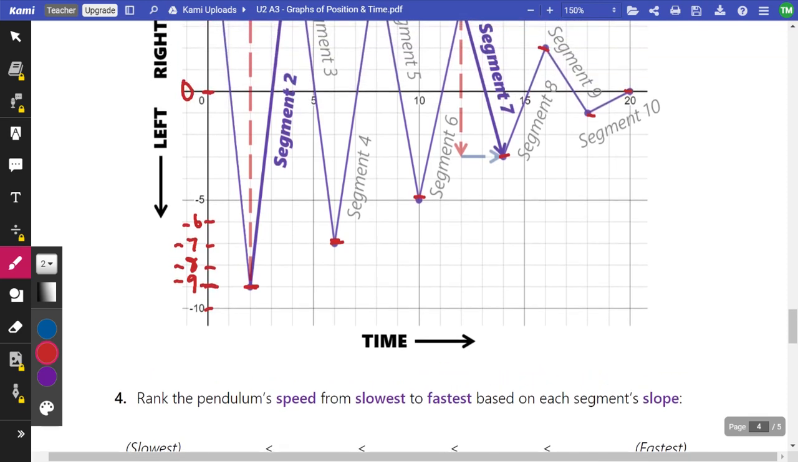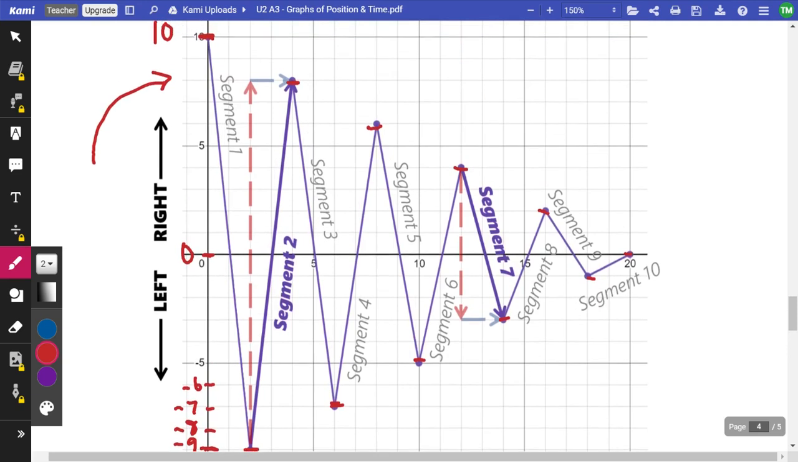Segment 10 is all the way at the end here. Segment 1 is at the very beginning. Remember that the slope should tell you how fast your object is moving. Since segment 1 has a really steep slope, it's almost going straight down. That means we have a lot of distance that we're covering in a pretty short amount of time. So that would mean it's going pretty fast. It has a high speed or a high velocity.